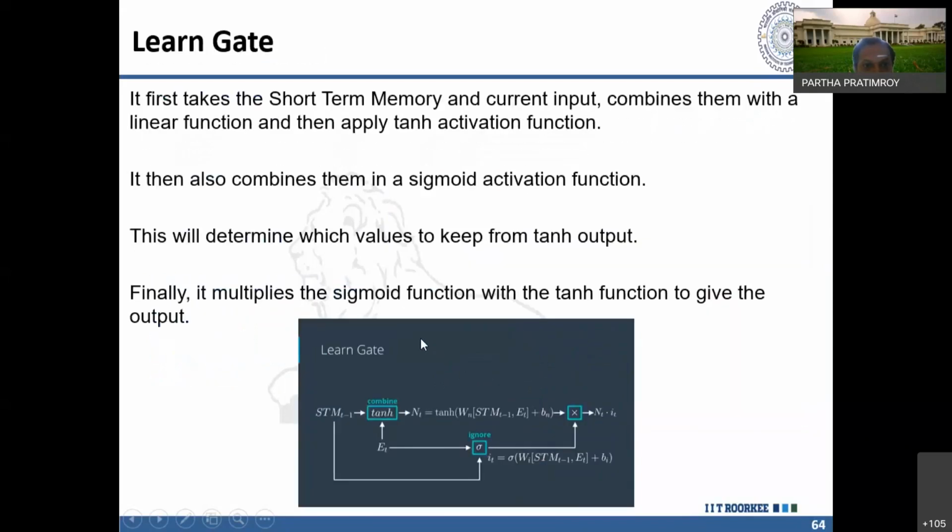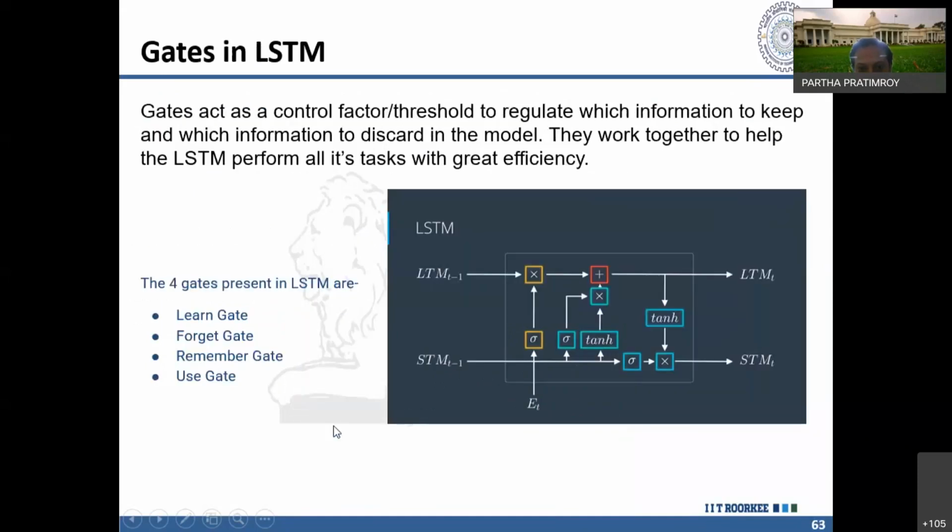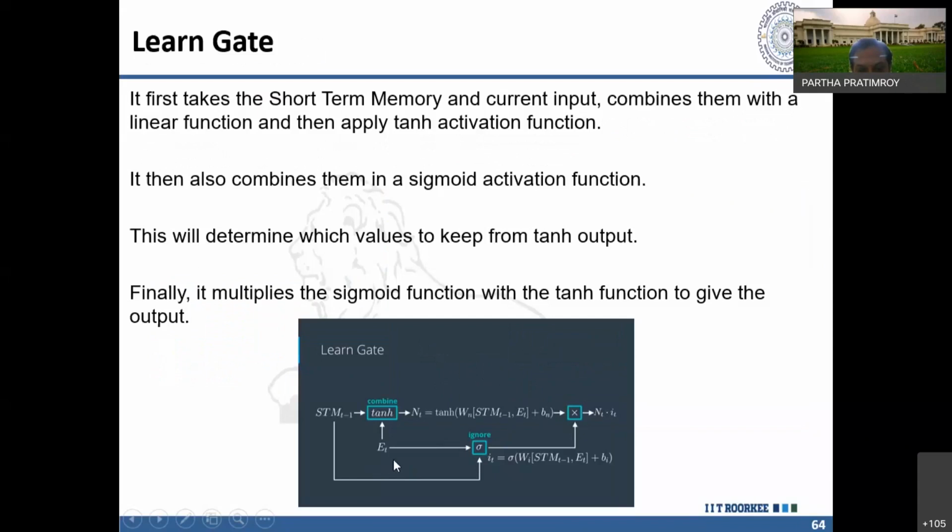So we have these 4 different gates, starting with the learn gate. In the learn gate you have STM T-1. It takes this input, which processes the previous information combined with tanh. The output is tanh of W_n times STM T-1 and E_t, where E_t is the present information and STM is the previous H T-1.